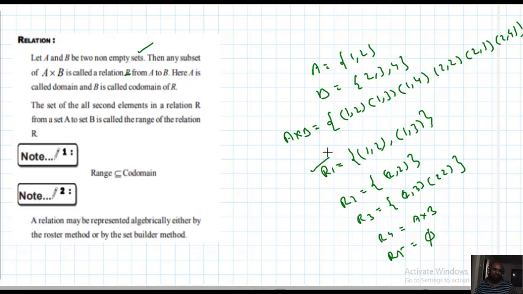So R1 is a relation from A to B. R2 is a relation from A to B. R3 is a relation from A to B. R4 is a relation from A to B. R5 is also a relation from A to B. But how many relations exist? How many subsets exist for A cross B? Those many relations exist from A to B. Actually, A cross B has how many elements? 1, 2, 3, 4, 5, 6. Six means 2 power 6 subsets exist for A cross B.